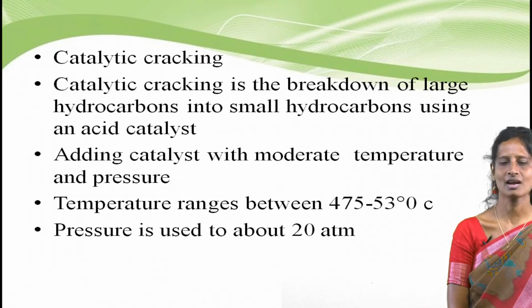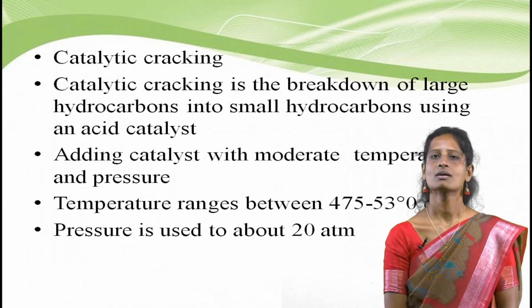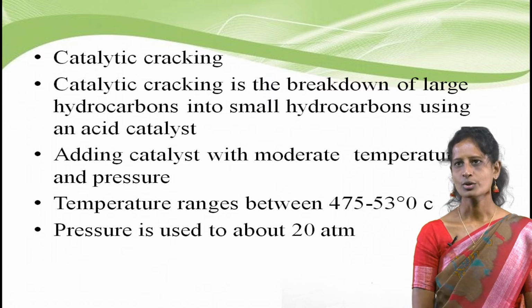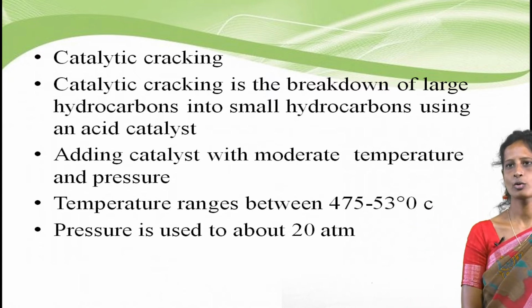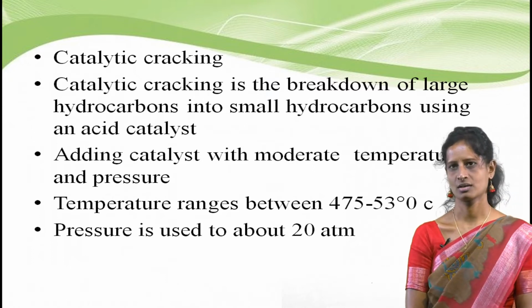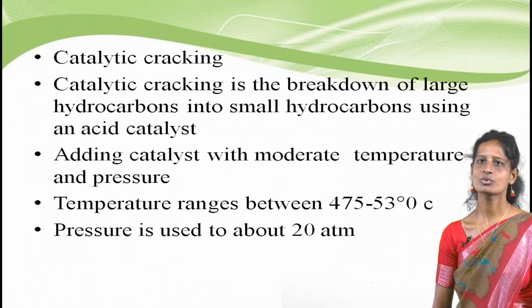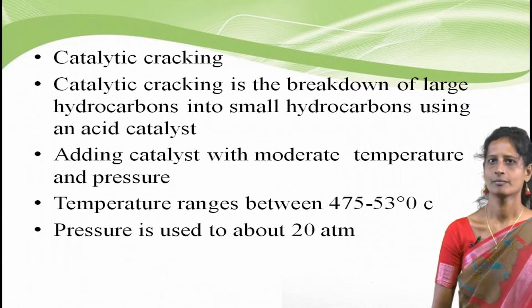Catalytic cracking. What is catalytic cracking? Here we use a catalyst. The catalyst is the main thing involved in catalytic cracking, which is also used to break down large hydrocarbons into smaller hydrocarbons. Here we use acid as a catalyst. One of the main catalysts used in catalytic cracking is acid.